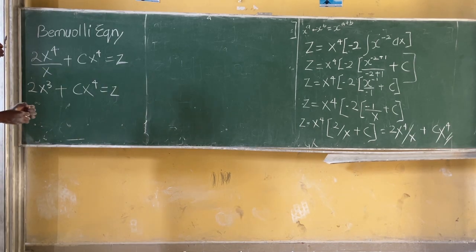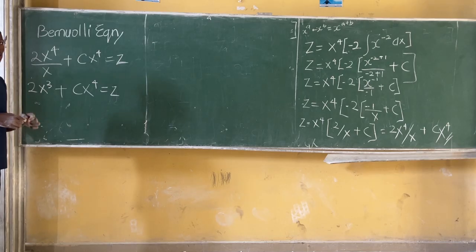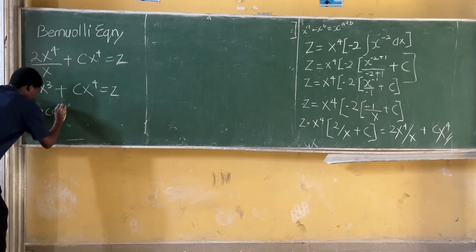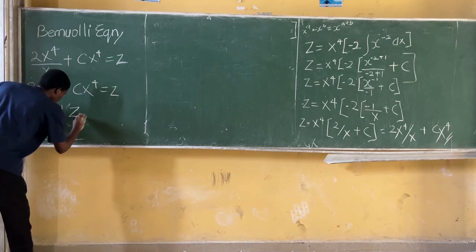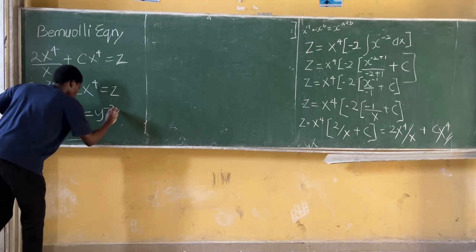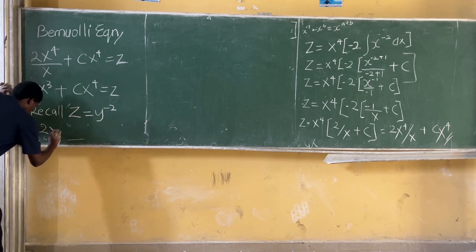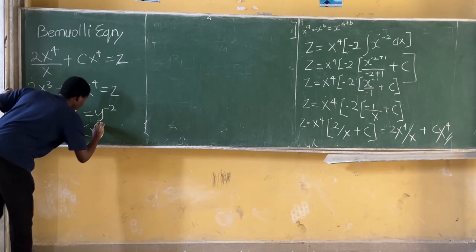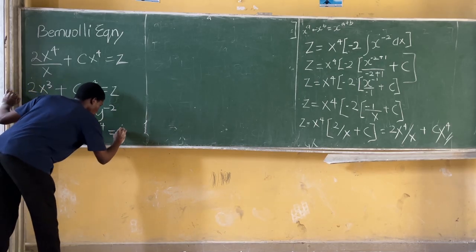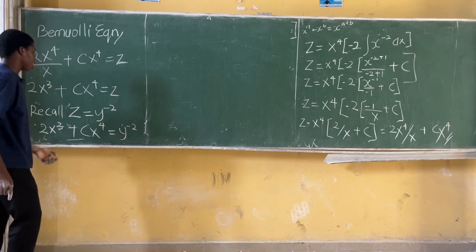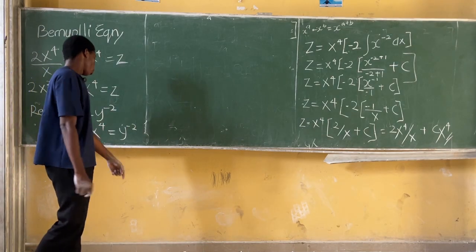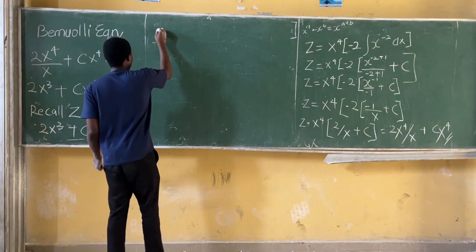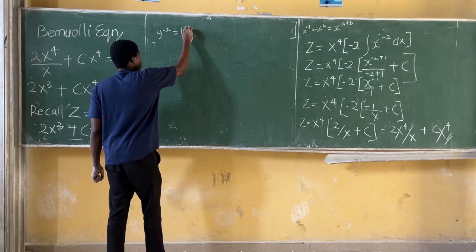We are then going to write a statement: recall that z is equal to y raised to power minus 2. Recall, most students forget this, and this is a very important step that will give you more marks. z is equal to y raised to power minus 2. So this is going to be 2x cubed plus cx to the power 4 equal to y raised to power minus 2. Let's further simplify it. We are tasked to find y rather than y raised to power minus 2. This is a vital step in Bernoulli's equation. So y raised to power minus 2 is the same thing as 1 over y raised to the power 2.